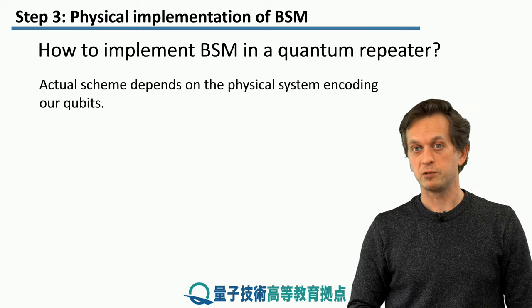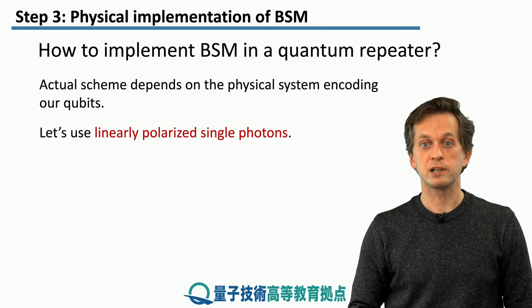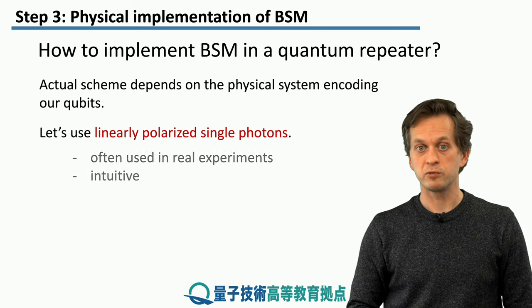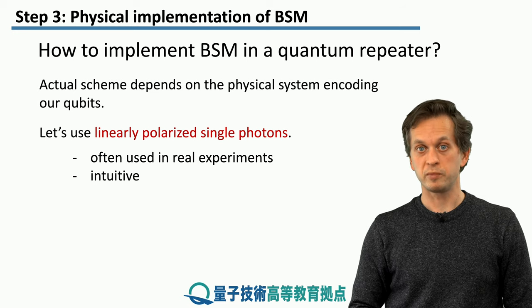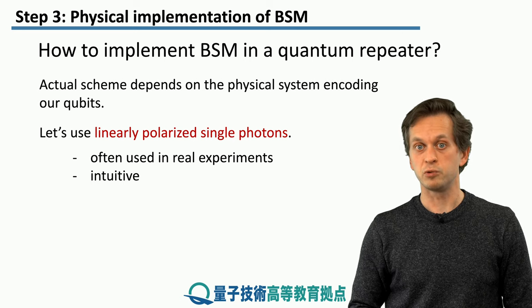The actual scheme of how to do it really depends on our encoding. So let's just pick some encoding for our qubits. And let's choose linear polarized single photons. There's two reasons behind that. One is that it's one of the most widely used encodings in real experiments, and two, it's very easy to imagine what's going on, therefore it is intuitive.